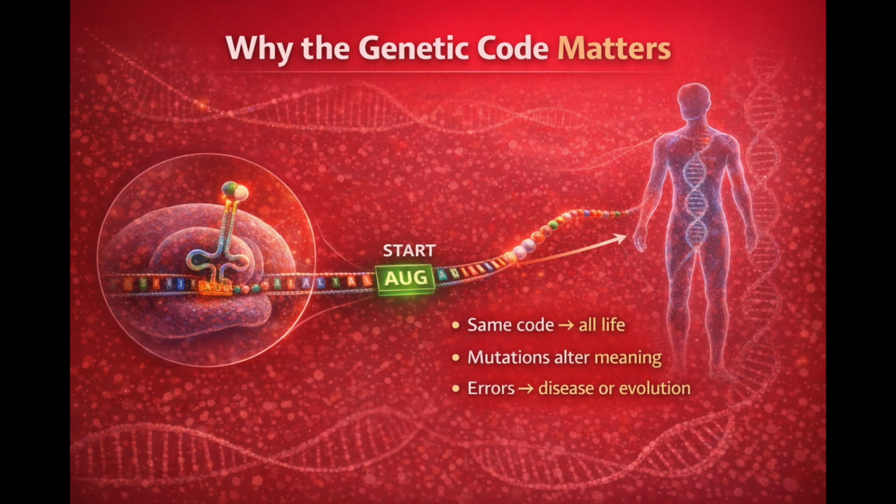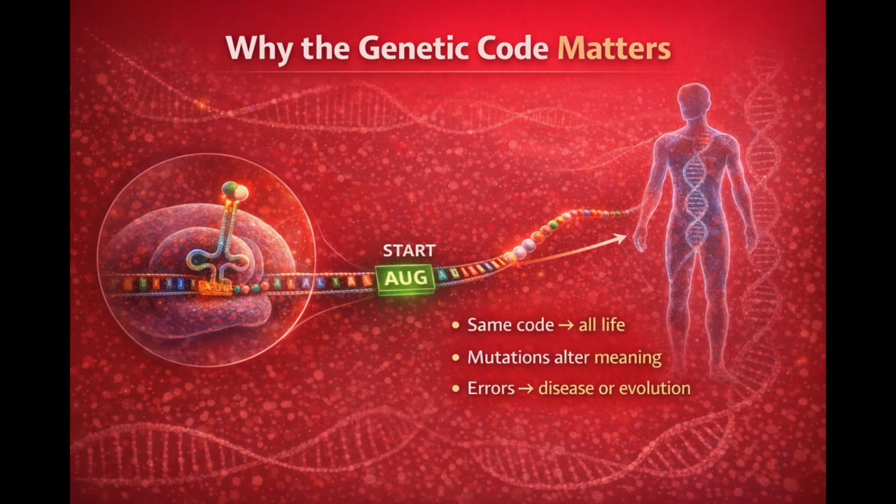Here we zoom out, from ribosome to cell to organism. What's remarkable is that the same genetic code is used by almost all life on Earth. A codon that codes for leucine in bacteria codes for leucine in humans. This universality tells us something profound. All life shares a common molecular language.